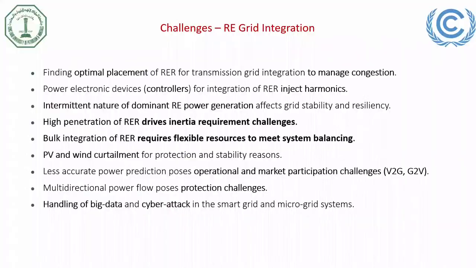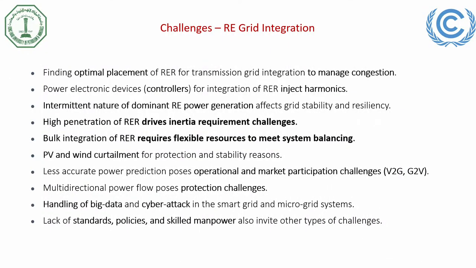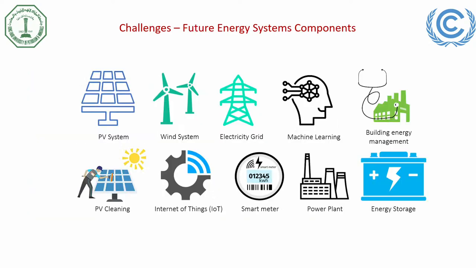But with traditional power systems, whenever you need, you can just increase or decrease the generation. With renewables, you will have these problems. Then also PV and wind curtailment due to protection and stability reasons, and less accurate power prediction. We have to have good, accurate power predictions, and also protection. When you include renewables in the grid, you will have multi-directional power flow, unlike previously without renewables. At the same time, my colleague Dr. Amjad will be discussing the policies, skilled manpower, and a lot of things that are needed. So these are all challenges we have to overcome.